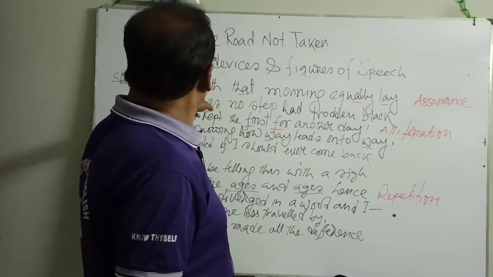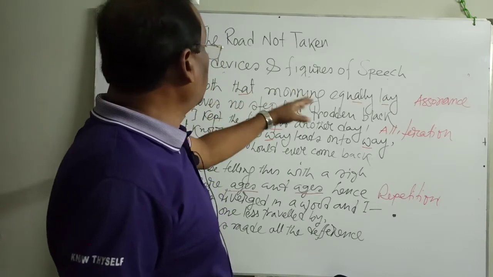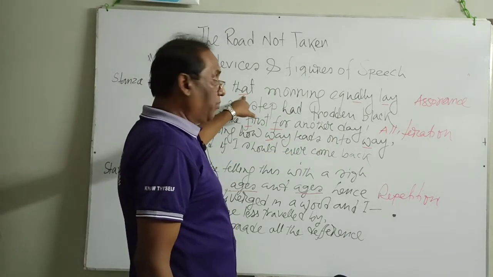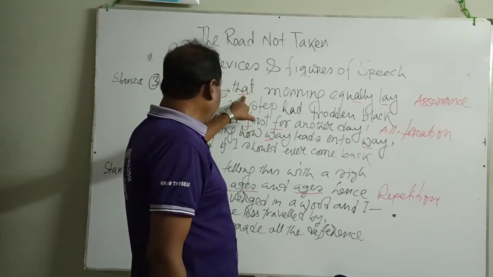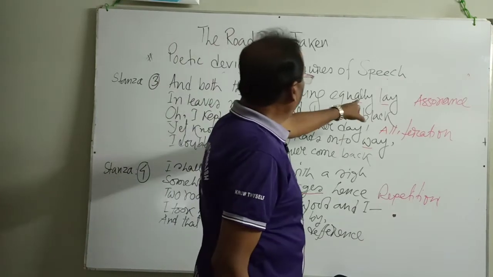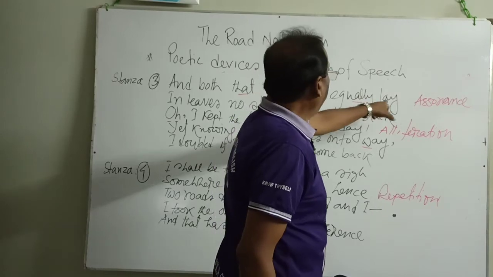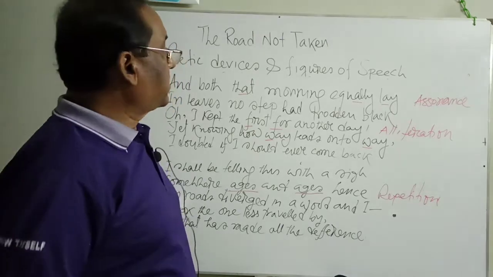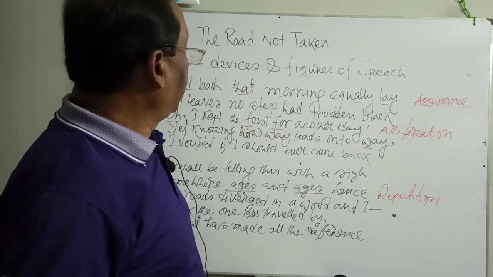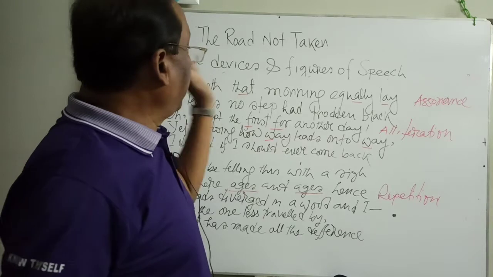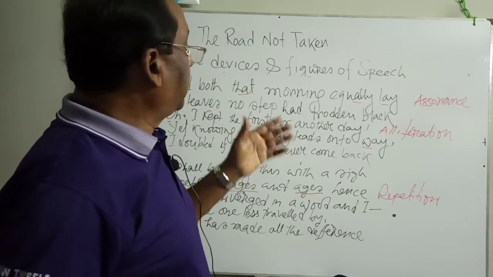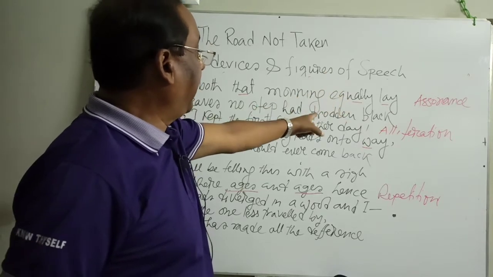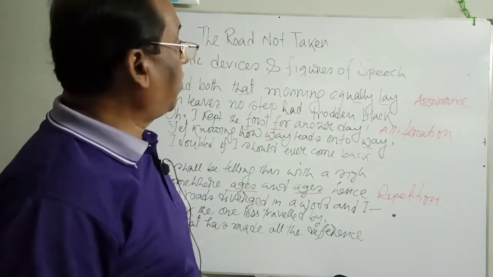Look, and both that morning equally lay. Here we find the repetition of vowel sound in the words that, a sound, equally, again a sound, and lay, again a sound. So the repetition of vowel sound in closely related words is called assonance. Equally, lay, equally and lay, and this is called assonance.